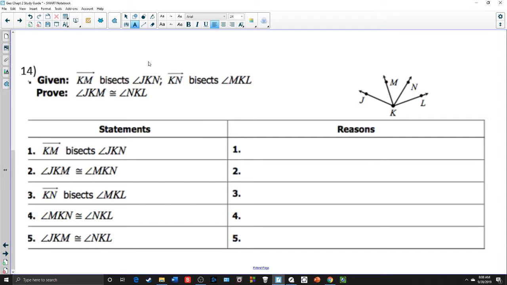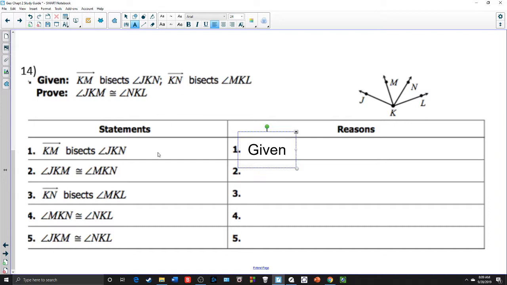For the angle one here, this might look complicated, but it's actually one of the easier ones once you work through all the minutia. So we're given that 2 lines act as bisectors, and we want to prove that JKM is congruent to NKL. We always start with the given, and that is true: KM bisects JKN. But if you notice, that's not the only given we had. We have this part right here, but that's not in the first statement.